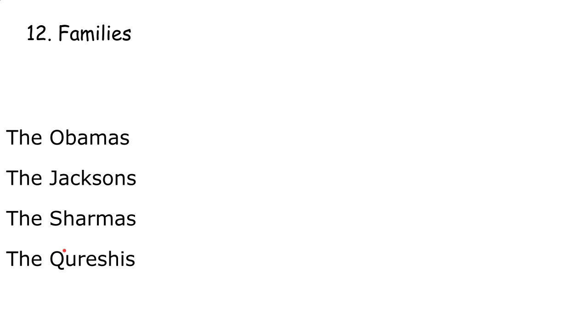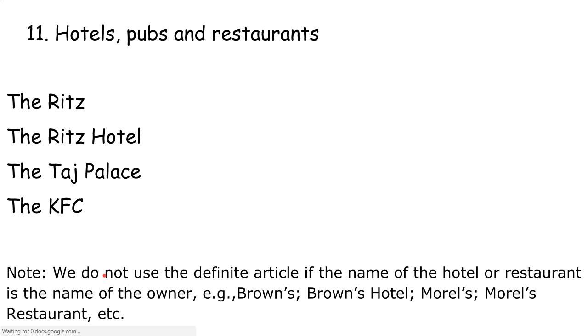But we need to remember, you don't use the definite article if the name of the hotel or restaurant is the name of the owner. For example, Brown's Hotel, Morrill's Restaurant, because these names start with their owners, so we don't say the. Remember that.